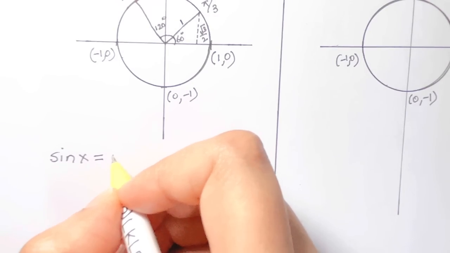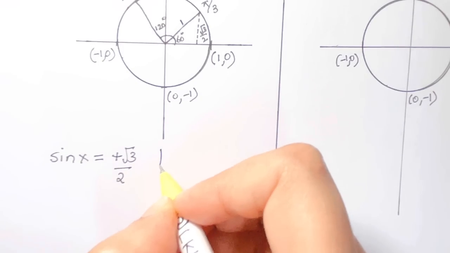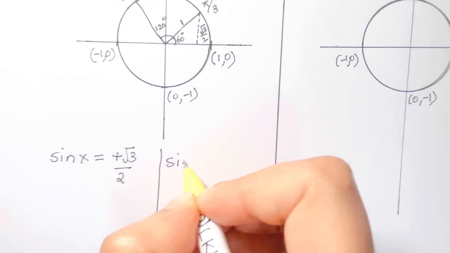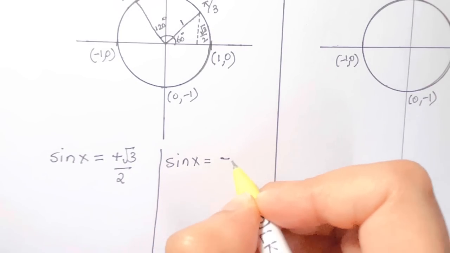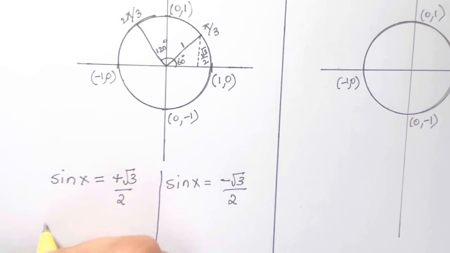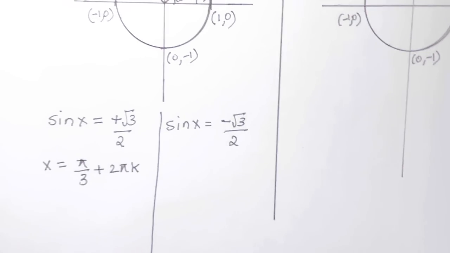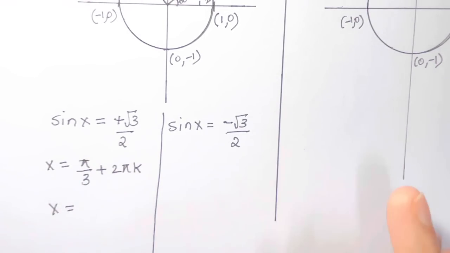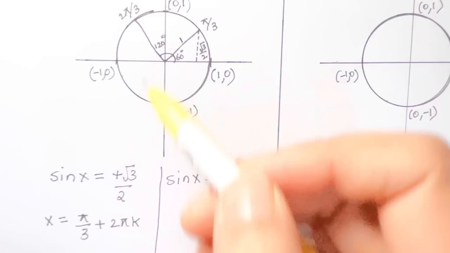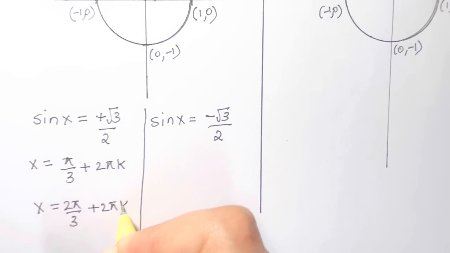Sine x is equal to +√3/2, for +√3/2, and then we'll have some values for sine x is equal to -√3/2. We have got from here. So first value is x is equal to π/3 plus 2π constant, and another value is x is equal to 2π/3 plus 2π constant.